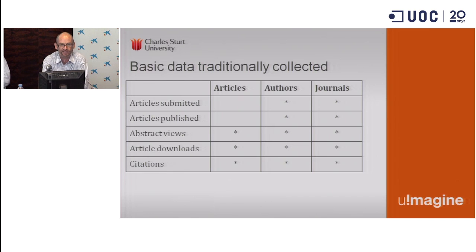So the basic data that bibliometrics have tended to draw on include the number of articles submitted. So when we're measuring the performance of a journal or an author, we can talk about the number of articles that have been submitted and the number of articles published. And then when we're talking about individual articles or authors or journals, we can talk about the number of views of the abstract of an article or a group of articles, and the number of downloads of the full, usually PDF, of an article. And then most importantly, the number of citations, and by that we mean the number of times other published papers have included this particular article in their reference list. So that's what we mean by a citation.